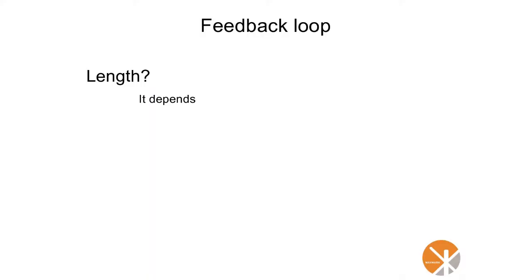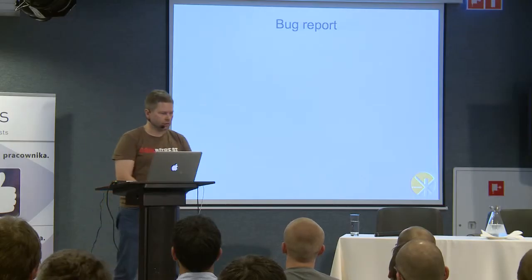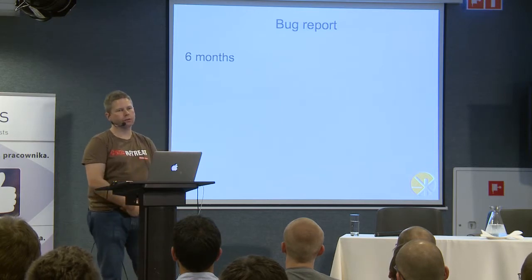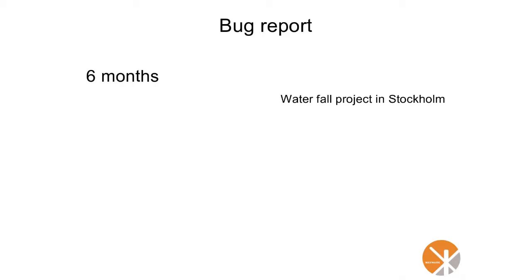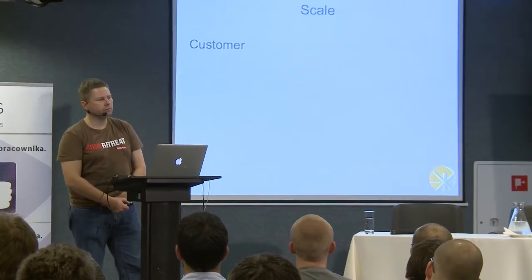There's of course a lot of different scales here. The length of the feedback loop, well, it depends, of course. It depends on a lot of different situations. For example, I have a colleague who got a bug report 6 months after he wrote the code. Do you think he remembered what he did? No, he didn't even remember doing that part of it. This was a waterfall project in Stockholm not too long ago. So, the scale. Well, feedback is important.